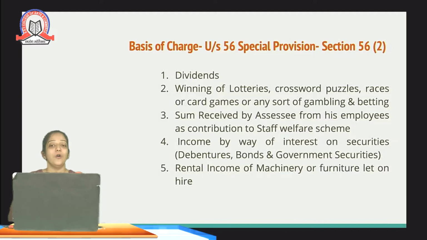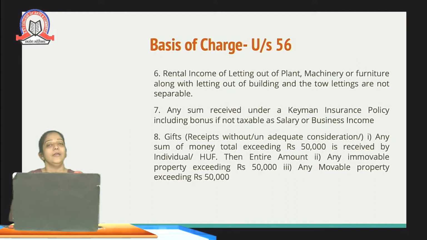Sums received by an assessee from his employees as contribution to staff welfare, and income by way of interest on securities. Securities may include debentures, bonds, government securities and many more. Rental income of machinery and furniture let out on hire. See, we already have a specific head for income from house property, but that is house property income. If apart from house property, any other machinery or movable fixed assets are given on rent, and rental income is earned, that income will be charged under income from other sources. Rental income on letting out of plant and machinery, furniture, or many other movable assets will also be included in this section.